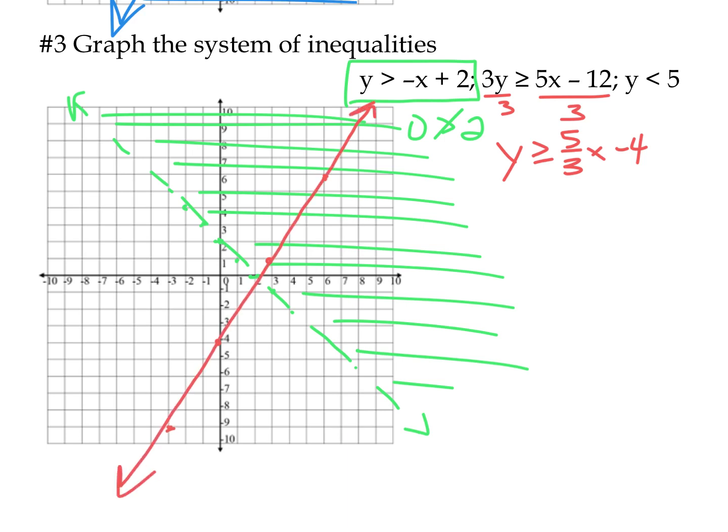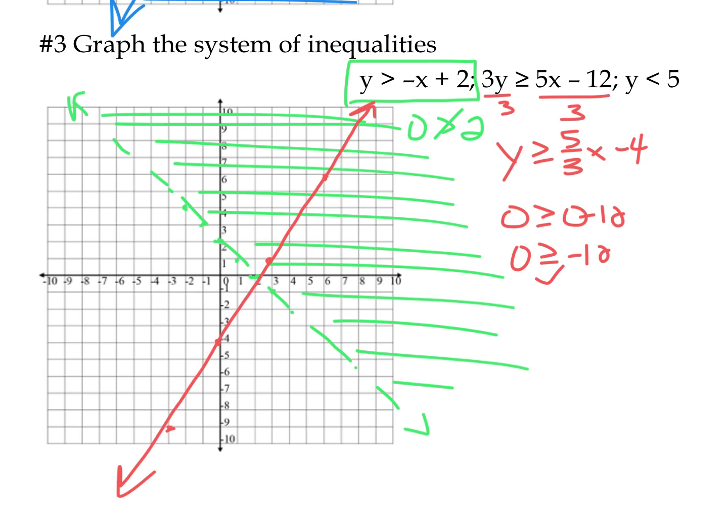And that's my boundary that I'm going to test a point, 0, 0. Test it back in the original inequality. So 3 times 0 is 0, greater than or equal to 0 minus 12. So if 0 is greater than or equal to negative 12, that's true. So that means I'm going to shade the side that has 0, 0 on it. So 0, 0 worked, so I want to shade that side of the red line.